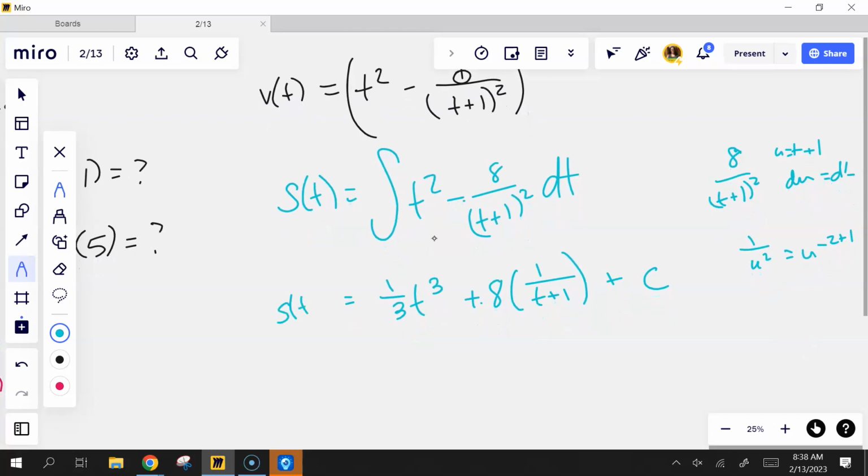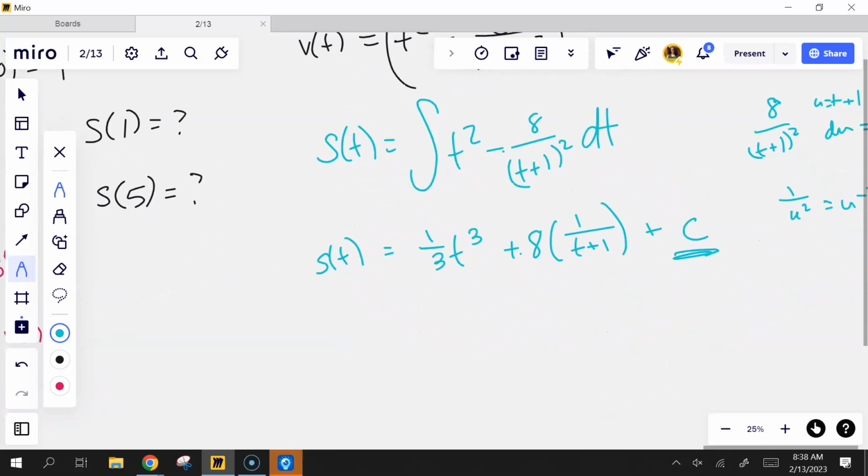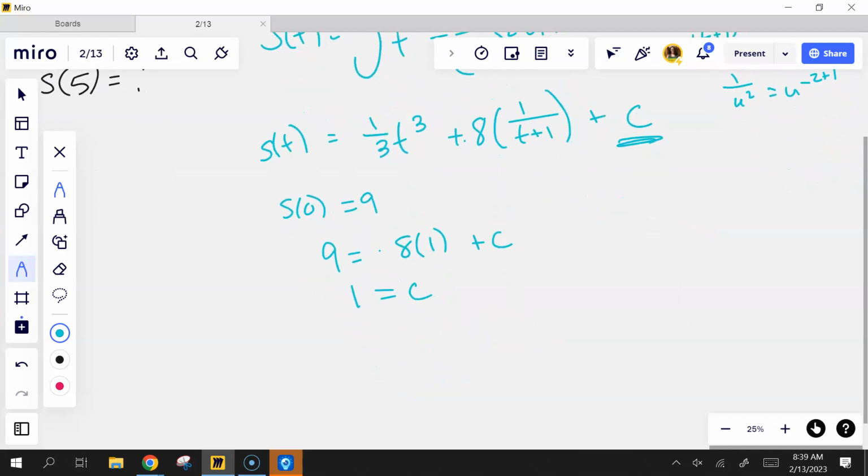All right, so this is position, but this is not the full position equation because I need to solve for C, and now I find out why they gave me an initial position. S of 0 is 9, so now I'm just going to plug these values in: 9 equals 0 plus 8 times 1 plus C, so what is C? 1. And now I have an equation that I can use to find the position at any point in time, and that is 1/3 t cubed plus 8 over t plus 1 plus 1.